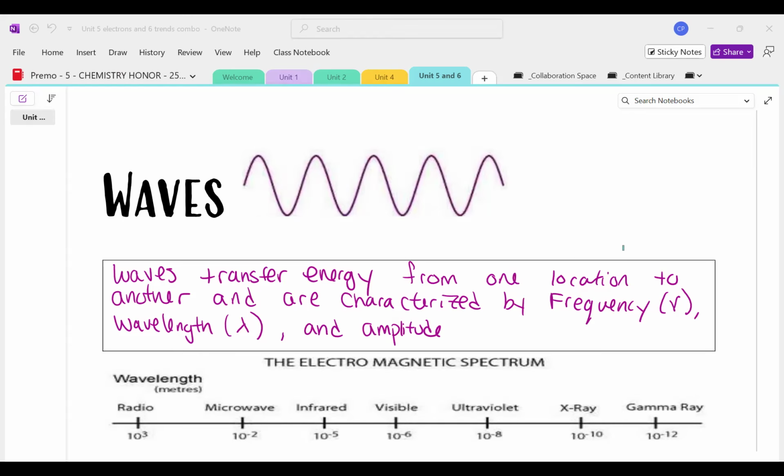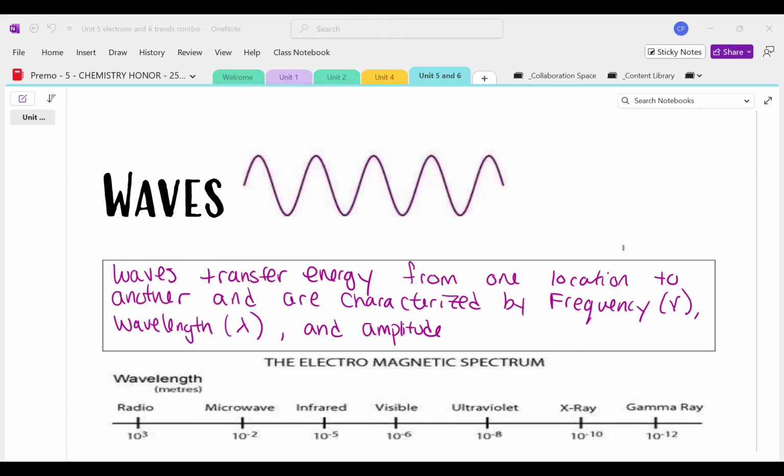We're going to be starting our next unit, which is all about waves and the electron. We're going to tie them together as means of energy. So we're going to start with our discussion about waves and then eventually link electrons to that.